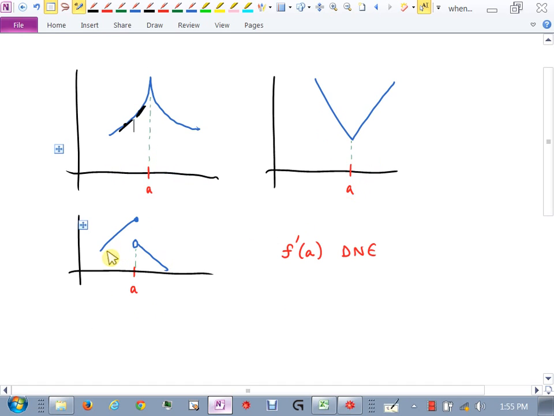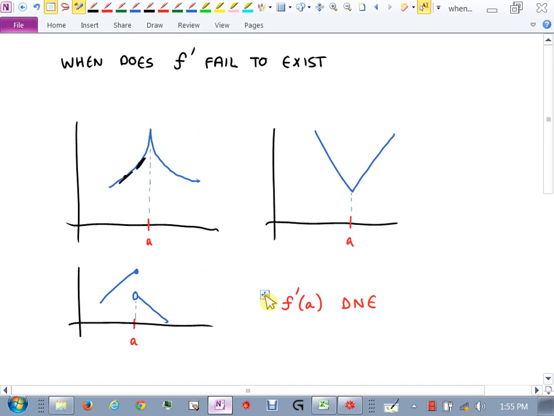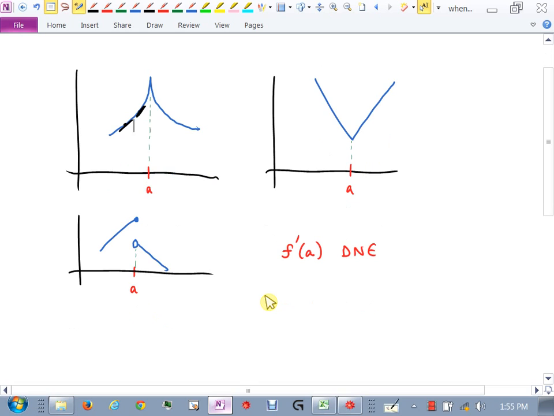Same thing here. Your derivative here is positive, positive, positive. It's fine. And then all of a sudden, it has to flip to a negative. And because of that abrupt change, we say the derivative doesn't exist there. Okay? Point A, I could have called it C. I could have called it D. I could have called it a lot of things.